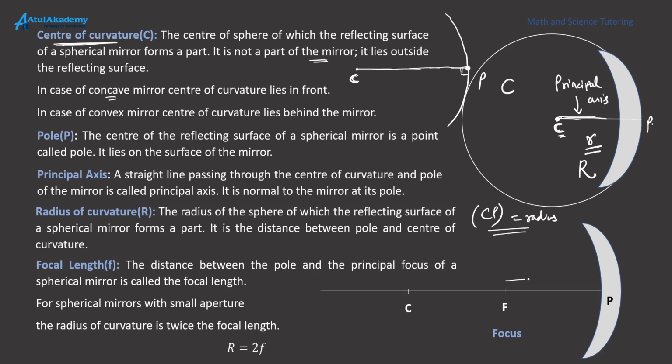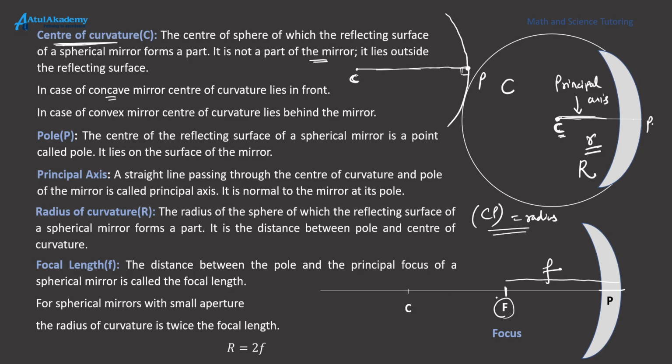Focal length is from here to here. That's the focal length, the distance between the pole and the principal focus. This is the principal focus of a spherical mirror. What is this principal focus? We'll talk about that also.